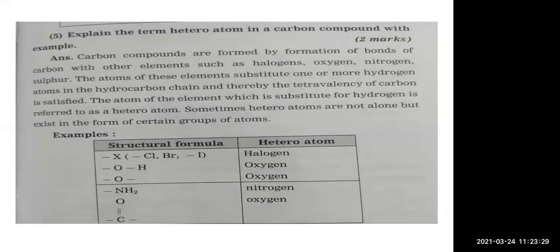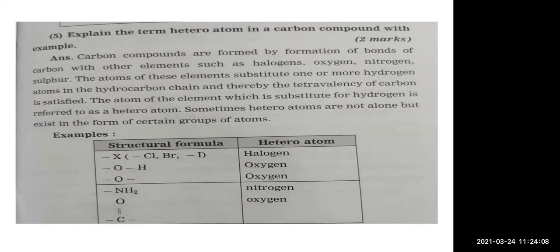Then explain the term heteroatom in the carbon compounds with example. Hetero means different. So carbon compounds are formed by the formation of bonds of carbon with other elements such as halogen, oxygen, nitrogen and sulfur. So here the atoms of these elements substitute 1 or more hydrogen atoms in the hydrocarbon chain. Thereby the tetravalency of carbon is satisfied. Tetravalency means carbon containing 4 valencies. That's why it is tetravalency of carbon. So the atom of the element which substitutes for hydrogen is referred to as heteroatom.